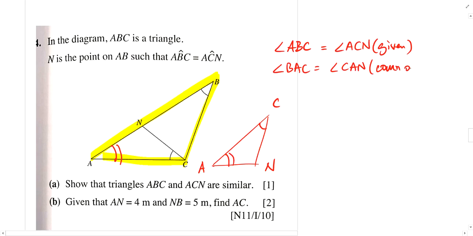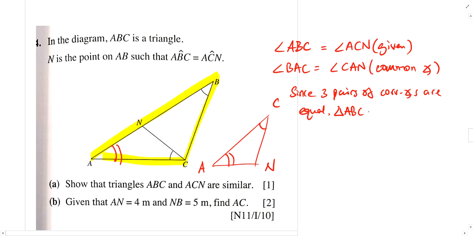Okay, common angle. So these two are the same already, right? So since 3 pairs of corresponding angles are equal, then triangle ABC is similar to triangle ACN. Okay, that is for part A.